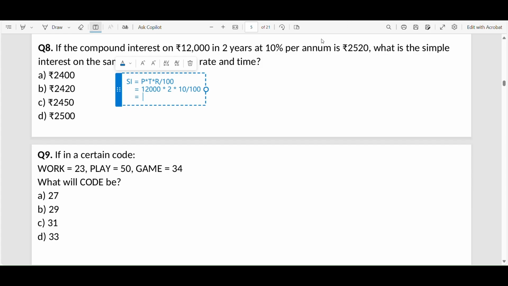This compound interest, all this is extra stuff to make you confused. So when you calculate it, two zeros will be gone and we'll be getting 2400. 12 times 2 is 24, and of the four zeros, two will be cancelled and two will remain. So the simple interest is 2400, right? 2400, option A.